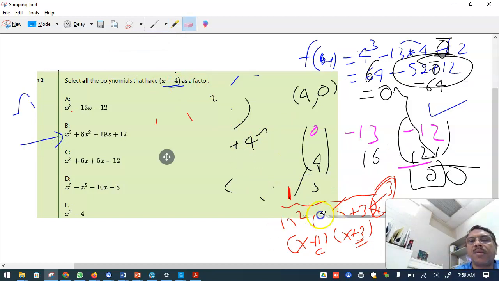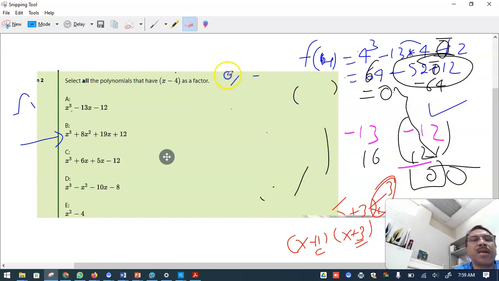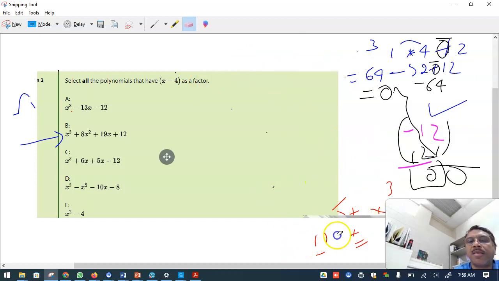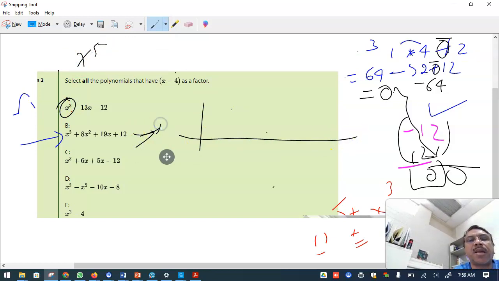How do we know? We can do the same thing by just plugging in, but I would do synthetic division. Sometimes if you don't have a calculator, I would do synthetic division. Because what if this was x raised to 5 and then there's a problem? So you can do this. I want to know this, right? Put the opposite of minus 4, plus 4.